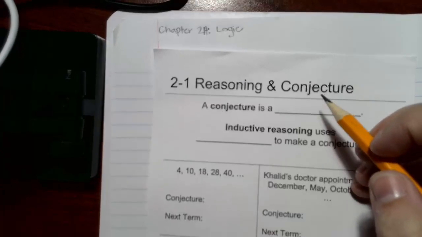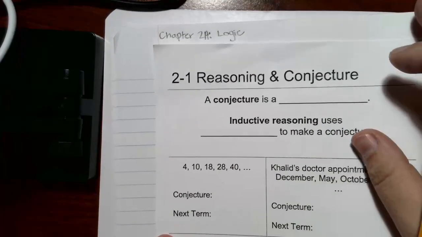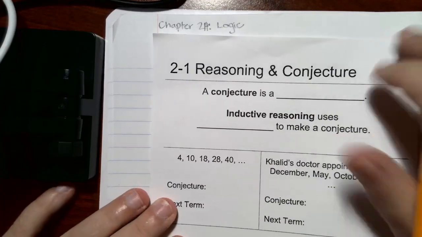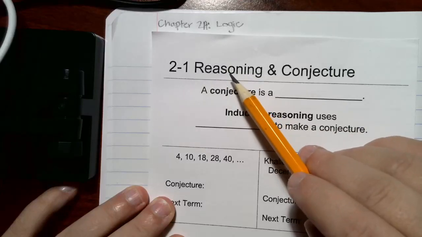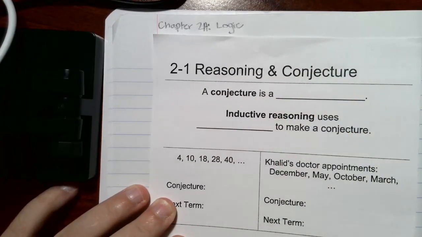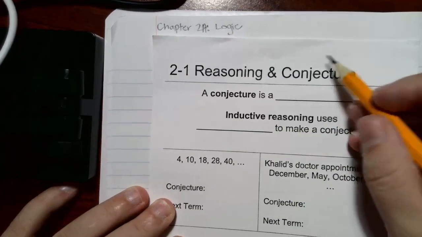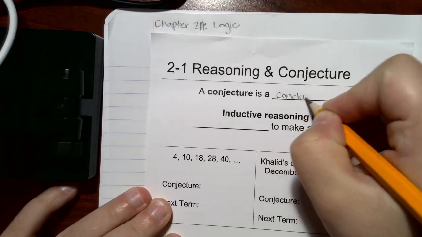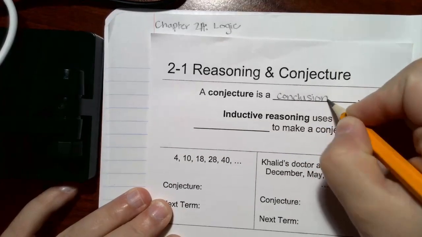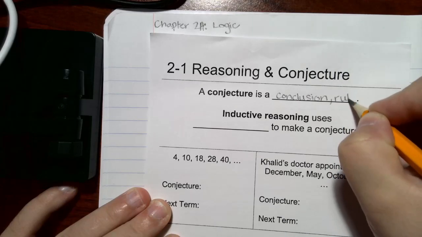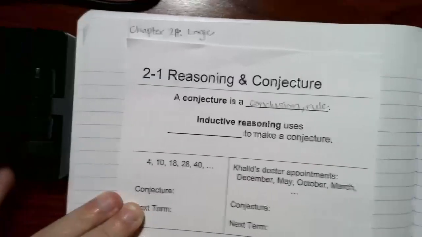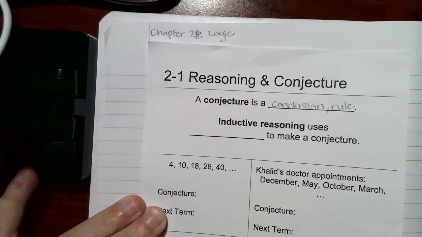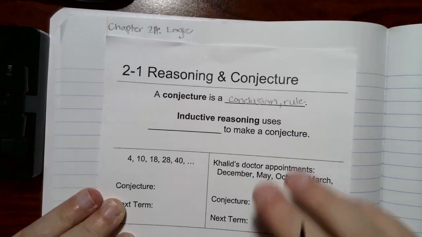Alright, so our 2-1 is about reasoning and conjecture, and if you want to put that up a little bit higher, you want some space at the end. Okay, so we are going to decide things about reasoning, how we think and how we decide, and conjecture is about how we decide our conclusion. So a conjecture is a conclusion, or it can also be like a rule, something that we came up with. Kind of like a suspicion, like this is what I think is happening, and we have to test and see if it works.